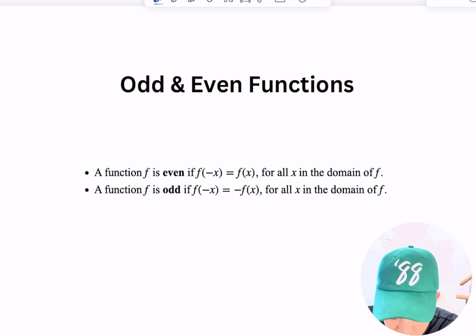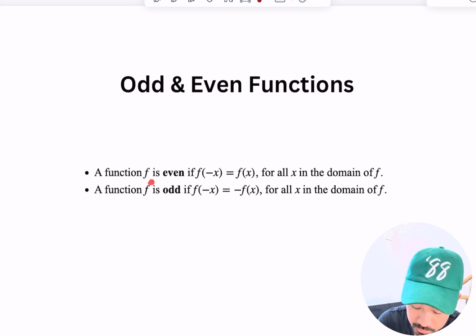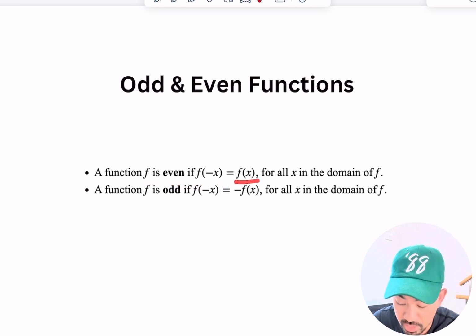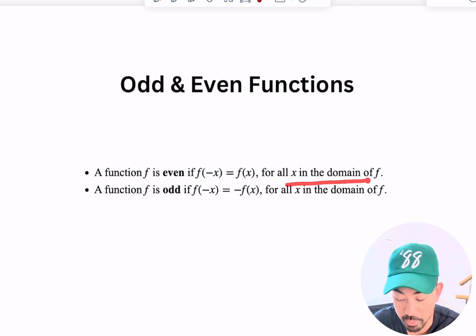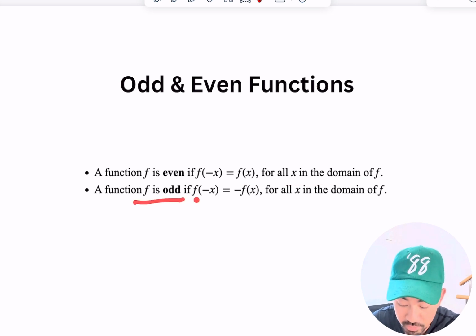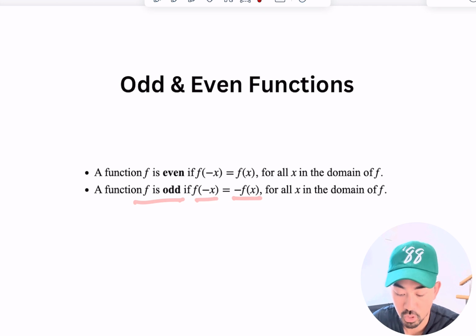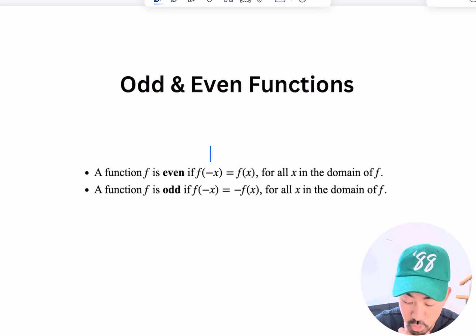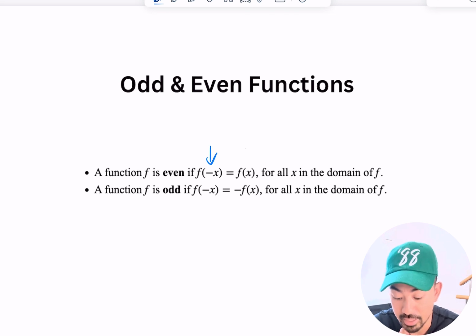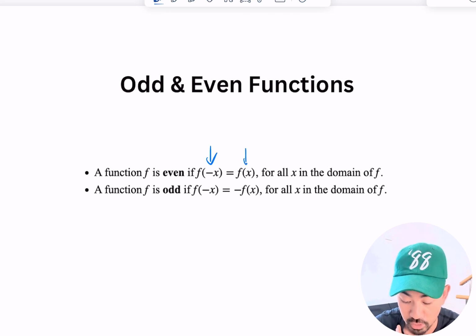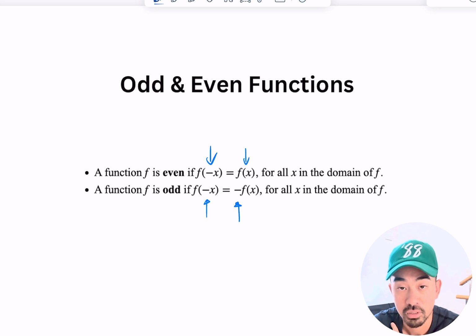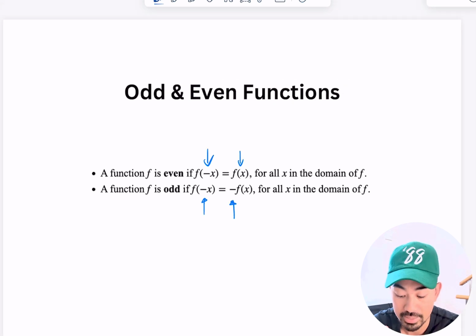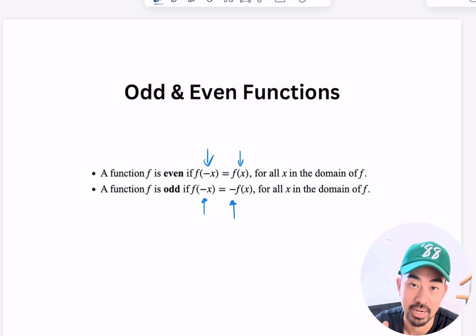Okay, so you can see here on my screen it says a function is even if f of minus x is equal to f of x, for all x in the domain of f. And a function is odd if f of minus x is minus f of x. So the way I like to think about it, and we'll go through examples in a second, is if I substitute minus x in my function and I get out the original function, then it's even. If I substitute minus x in the function and I get the negative version of that function, then it's odd. And if it's neither of those cases, then obviously it's neither.